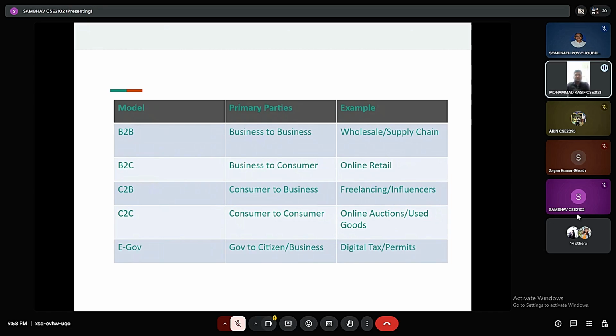Sir, the next slide is mainly the difference between these models. Here we can see that B2B is business to business, for example wholesale and supply chain. B2C, business to consumer, is online retail. C2B, consumer to business, is freelancing and influencing, and C2C, consumer to consumer, is online used goods.